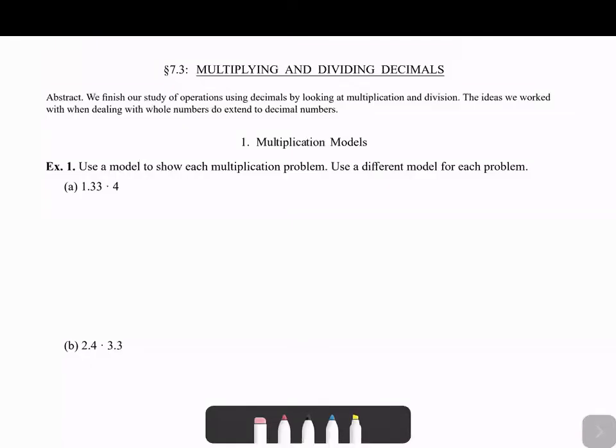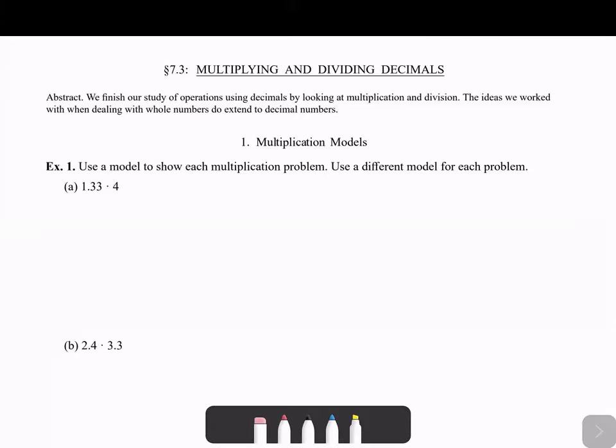Hi everyone, this is the first video for section 7.3 on multiplying and dividing decimals. So we are going to start with looking at models of multiplication. Just like how we've always done, we look at models and we look at algorithms. So we're going to start by looking at multiplication models.